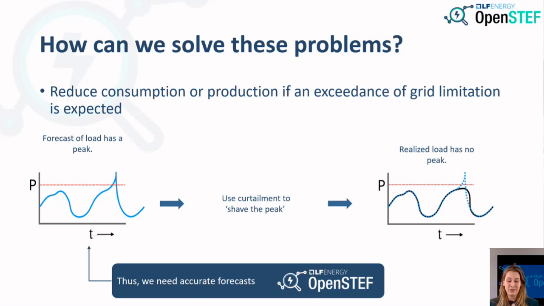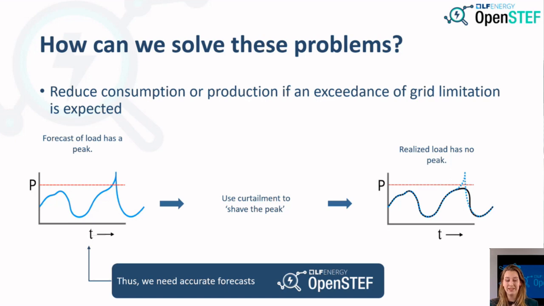And as you can see, at one point the blue line has a peak and it exceeds the grid limitations, which is the red line. So let's say that it's production and it's a location where we have a lot of solar energy. To prevent this peak from happening, we can ask one of the solar farms to turn down their solar panels for this short period of time. Thus, we curtail and we shave the peak.